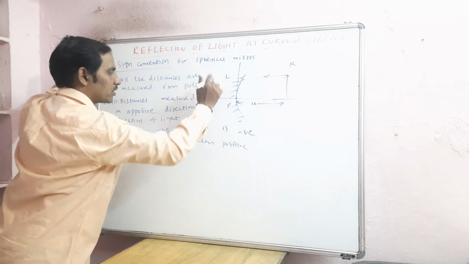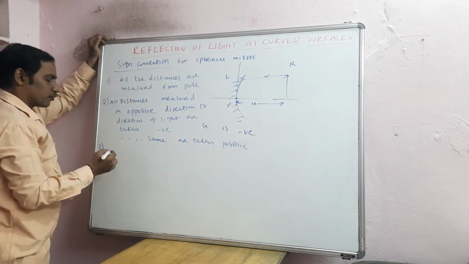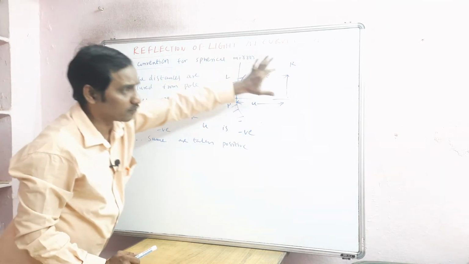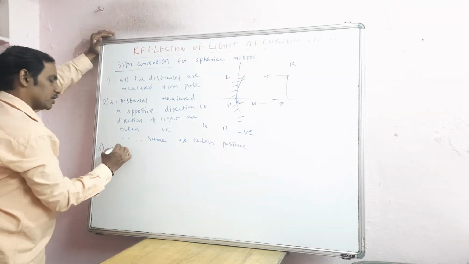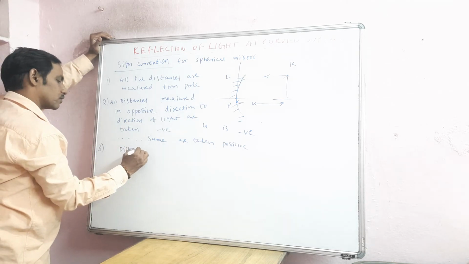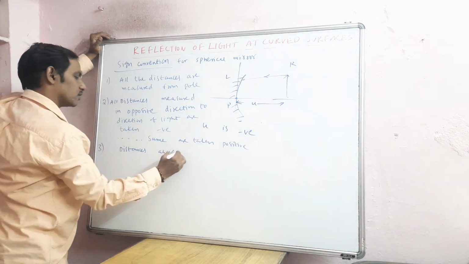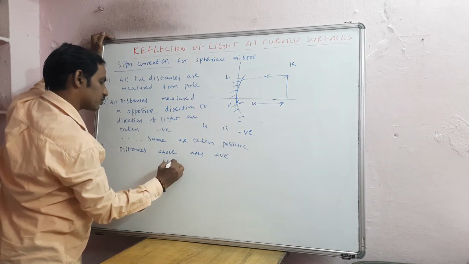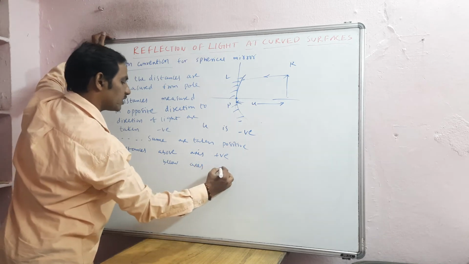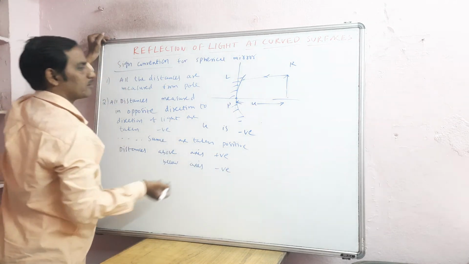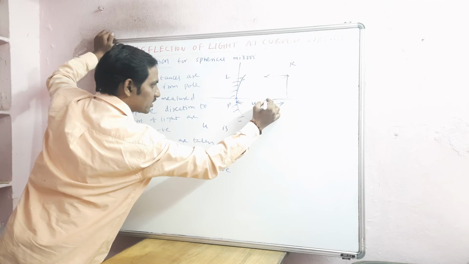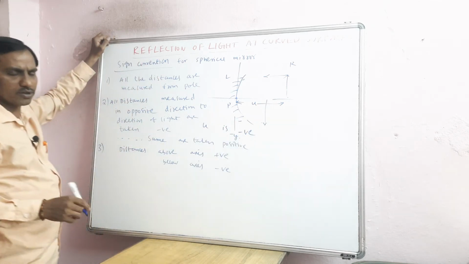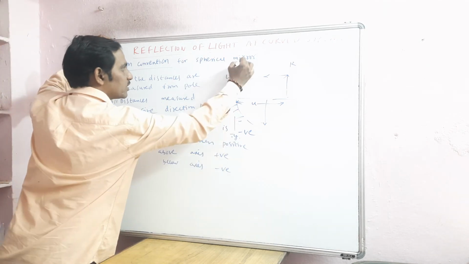Now coming to the next, for example the object we are keeping on the axis, so the distances measured above the axis are taken positive, meaning the height of the object will generally be taken positive. Distances above the axis are taken positive, and below the axis you should take negative. Why? Because if you are getting the image in the inverted position like this, then you are measuring along the negative y-axis. So that is the reason.